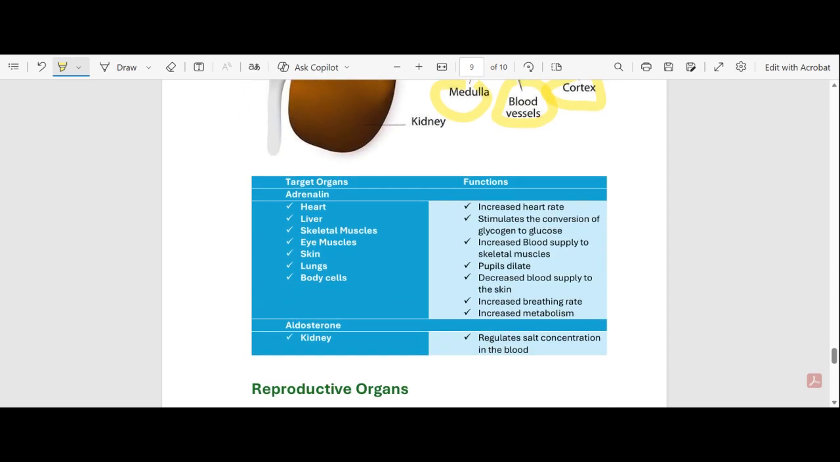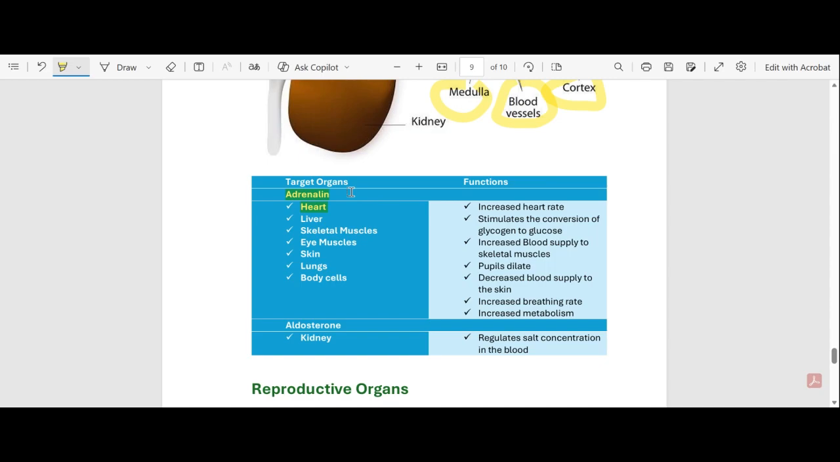Okay, so I made it easy for you. I made a table. We'll focus on the target organs and the function of the hormones that are secreted by the adrenal gland. The first hormone that's secreted by the adrenal glands is adrenaline. What's the function of adrenaline? Let's start with the target organ first. The first target organ that adrenaline is transported to is the heart. So it does what in the heart?